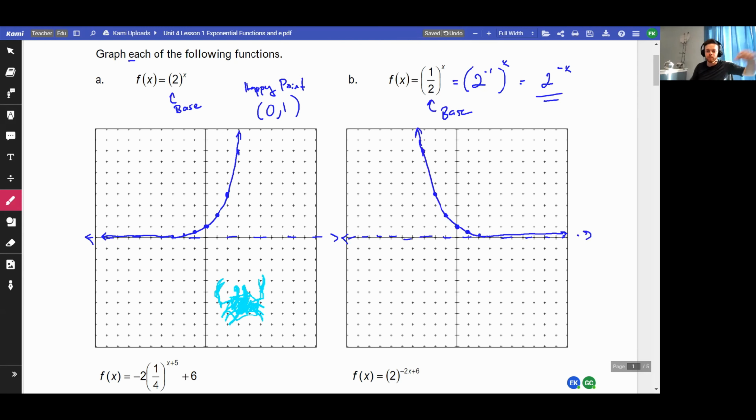We could have done this point-wise. We could have plugged in 0 into this and gotten 1, plugged in 1 and gotten 1/2, plugged in -1 and gotten 2. The old reciprocator: -1 is the reciprocator, 0 is old reliable. All right, we got our 2 graphs. We have activated some prior knowledge.